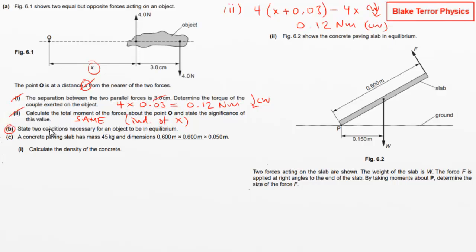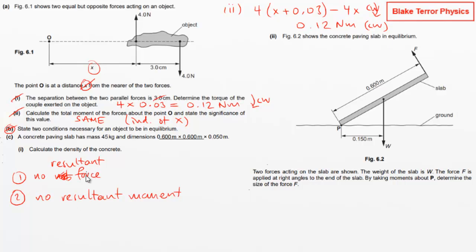Right, part B, state 2 conditions necessary for an object to be in equilibrium. Right, so we need translational and rotational equilibrium. So we're going to have to put both of those down as no net force, and no resultant force might be. I know it's the same thing, but let's have no resultant force, no resultant moment. I feel like saying resultant today. So one of them means we're not moving through space, we're not translating the center of mass. The other one means that we're not rotating it. So there are 2 things we need.